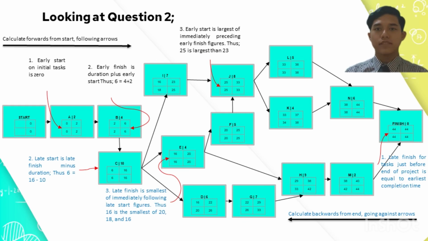Next, move to task C again. The late finish is the smallest of the immediately following late start figures. Thus, 16 is the smallest of 20, 18, and 16.